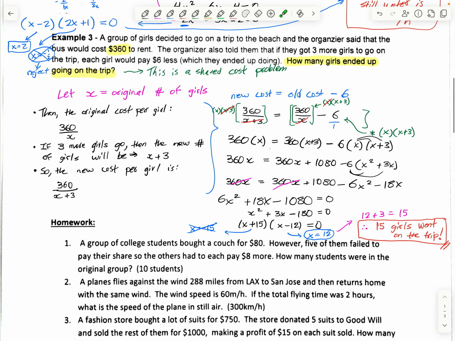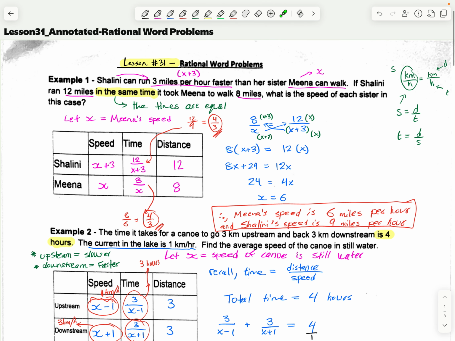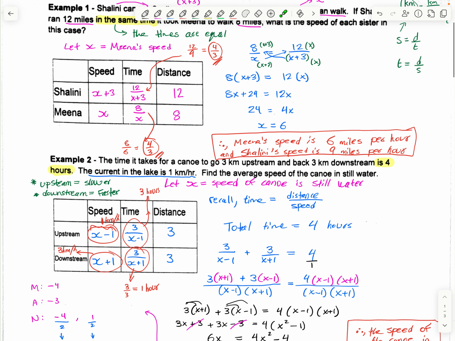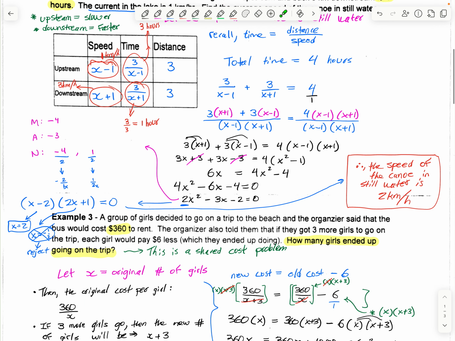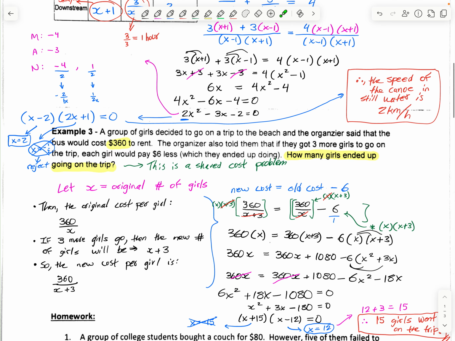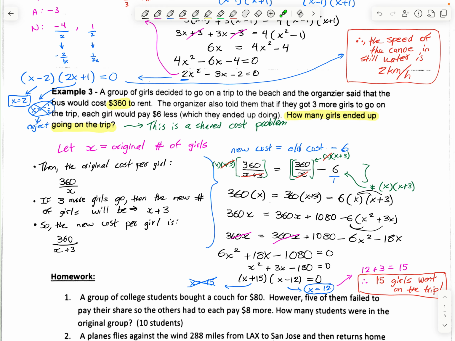All right. Just a little bit of a summary recap here. Example 1 was all about the same time. That kind of thing tells us to set the two time expressions equal to each other and then solve. In example 2, we're looking at total time. So we add the time expressions here like we did. And in example 3, it says that the total cost stays fixed, right? So the total cost stays fixed right here. The 360 stays fixed. So we compare the two cost per person expressions, right? So here, this new cost per person, old cost per person, the difference is 6.